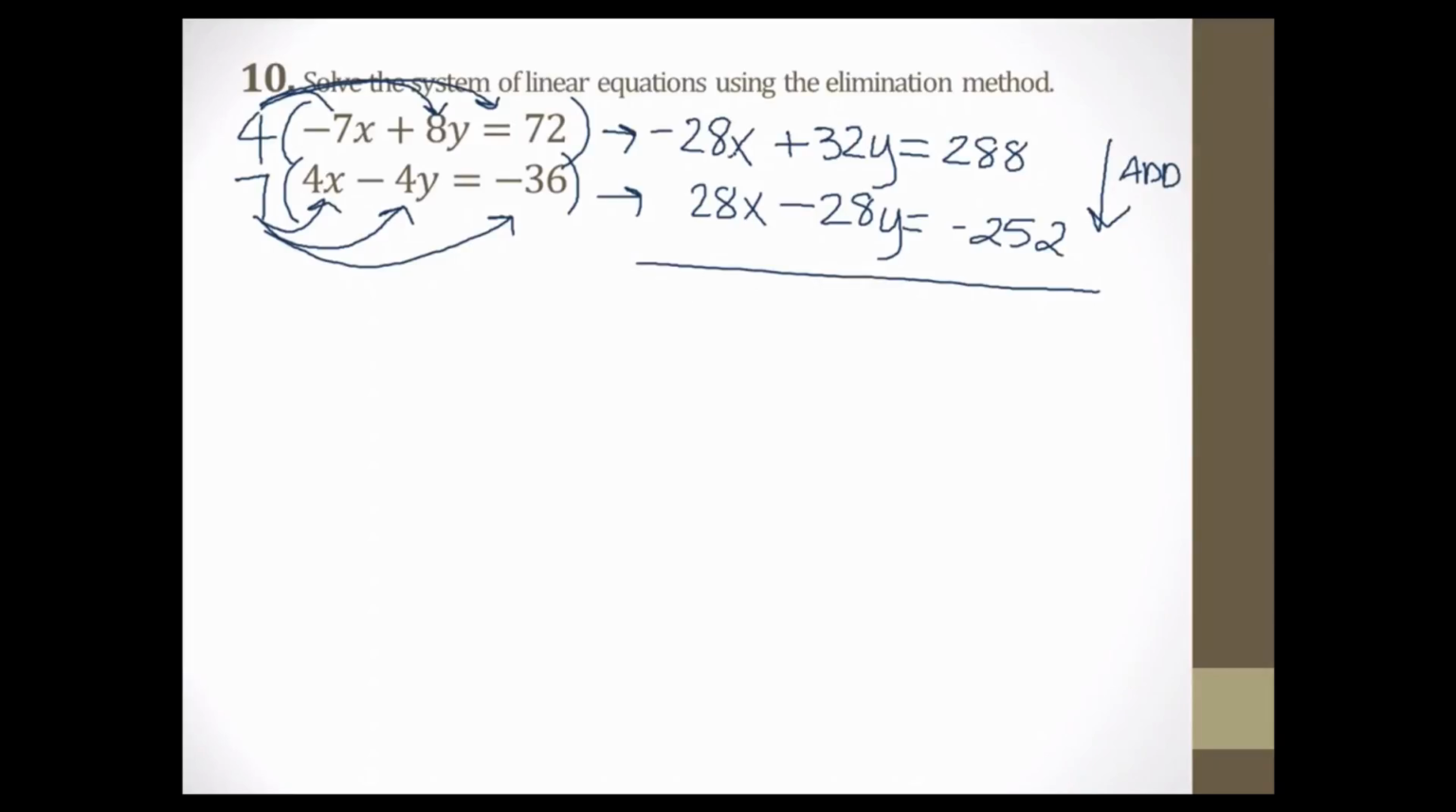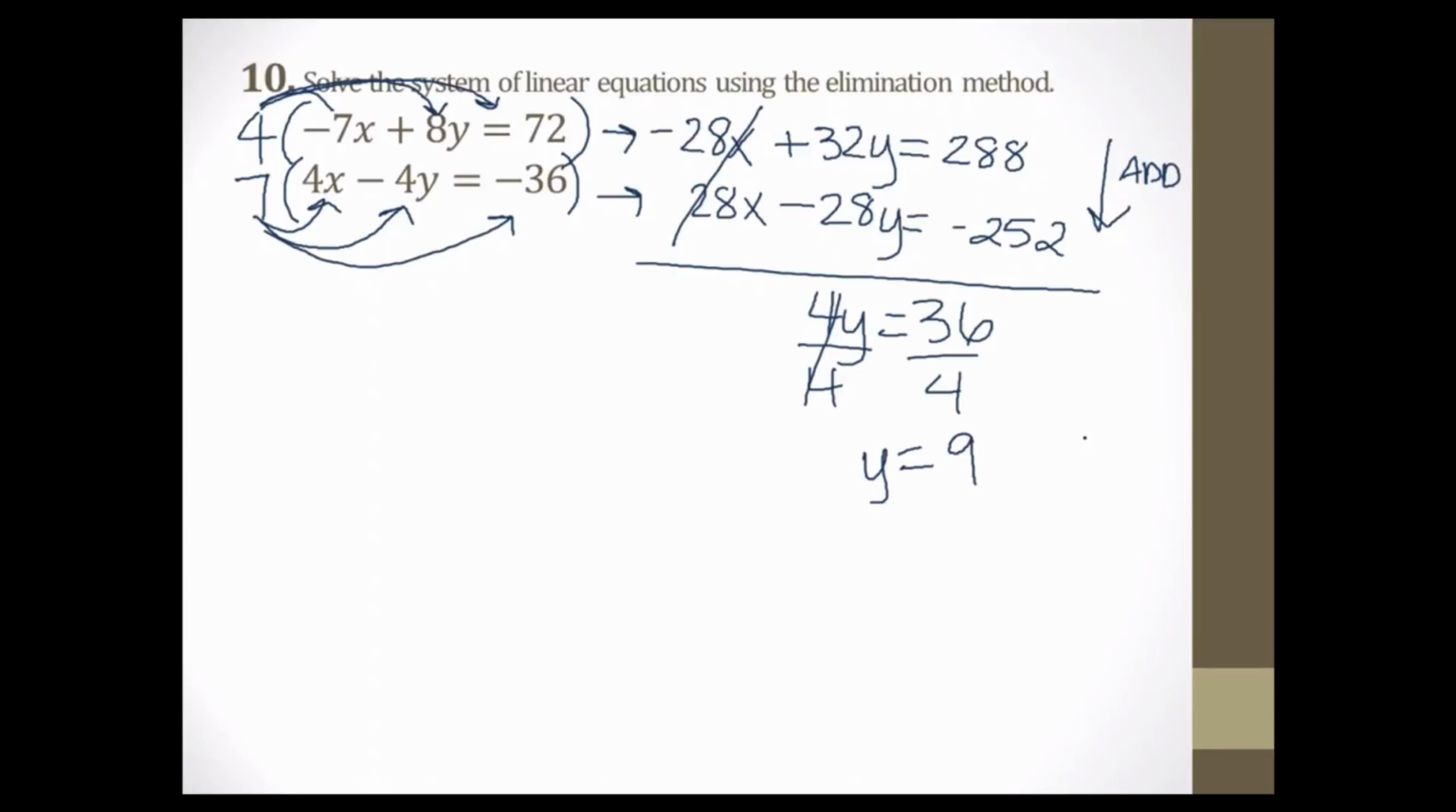So -28x plus 28x cancels out. And then 32y minus 28y is going to give me 4y. And then 288 plus -252 is 288 minus 252, which is going to give me 36. And so to solve for y, I'm going to divide by 4. So y equals 36 divided by 4, which is 9.